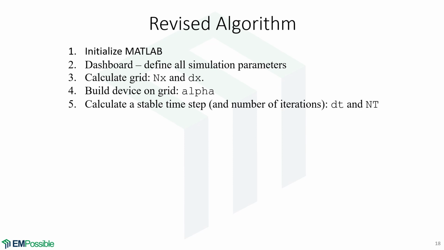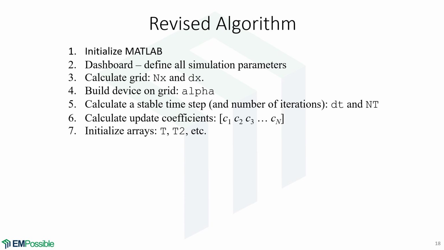Applying the stability condition, we'll calculate what is a stable time step. So we'll calculate the time step dt, and maybe even calculate how many time steps we want. Right before we enter the main loop, we need our update coefficients. These are where all the constants are collected, and every point on the grid has its own update coefficient. We'll initialize our temperature across the whole grid to be 0.